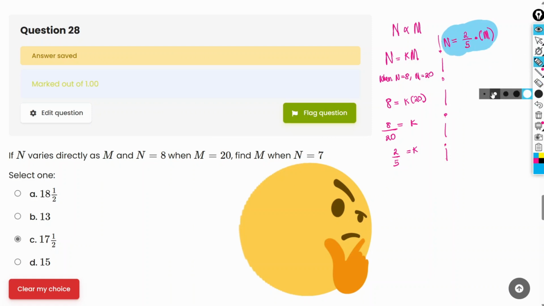All right, so we are now asked to find m when n is equal to 7. So since I already have the relationship, I can say 7 will be equal to 2 over 5 times m. I multiply both sides by 5, I will have 35, right? Is equal to 2m. So m is what? M is just 35 over 2. M is 17 and a half. That's option C for 28.